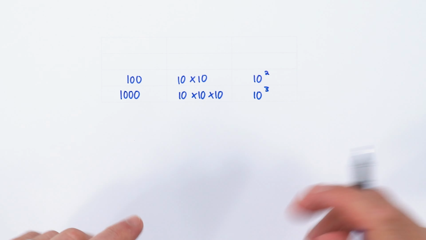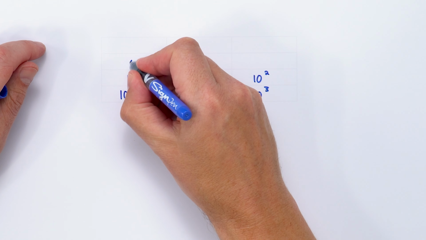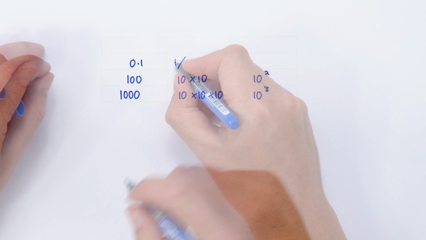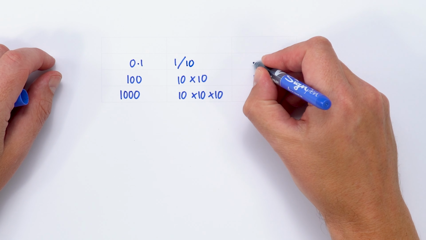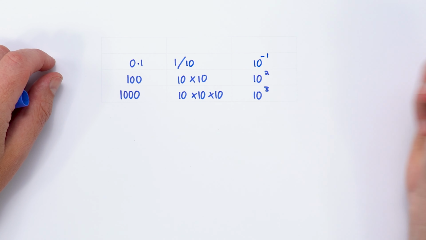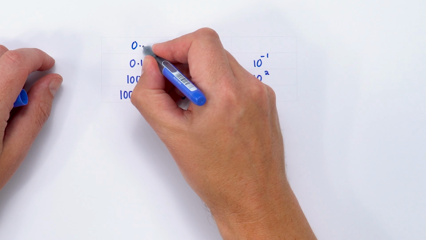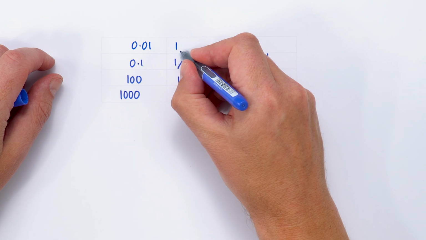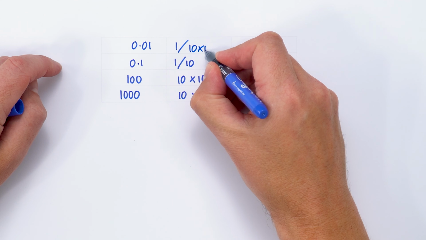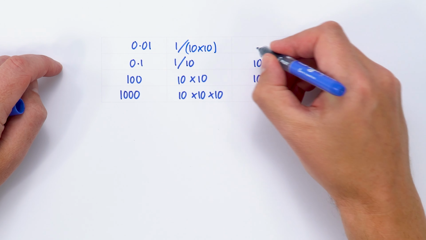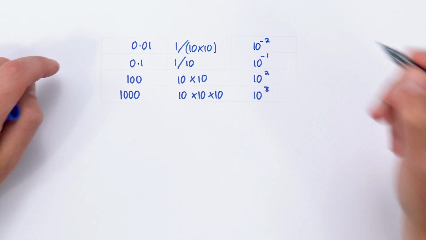We can also go the other way, so we can look at very small numbers. So say for example we had 0.1, that's going to be the same as 1 divided by 10, which is equal to 10 to the minus 1. Or we could have something like 0.01, which is the same as 1 divided by 100, which is 1 divided by 10 times 10, which is equal to 10 to the minus 2.